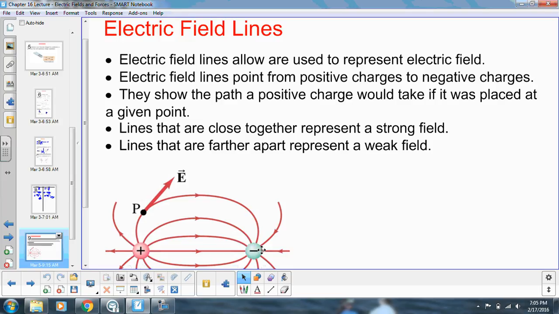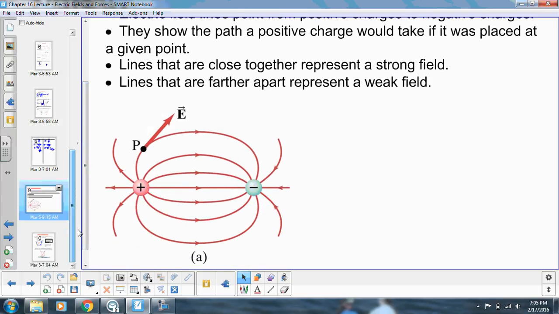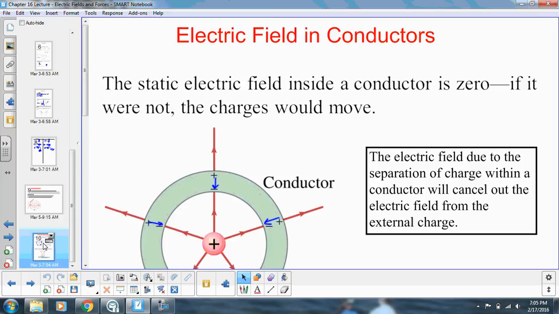When the lines are close together, the field is stronger. So notice these lines are closer to each other near the negative charge. As you get farther from the charge, they are farther apart. So the electric field is getting weaker. There's your full picture. Bam. One more page. Aren't you excited?